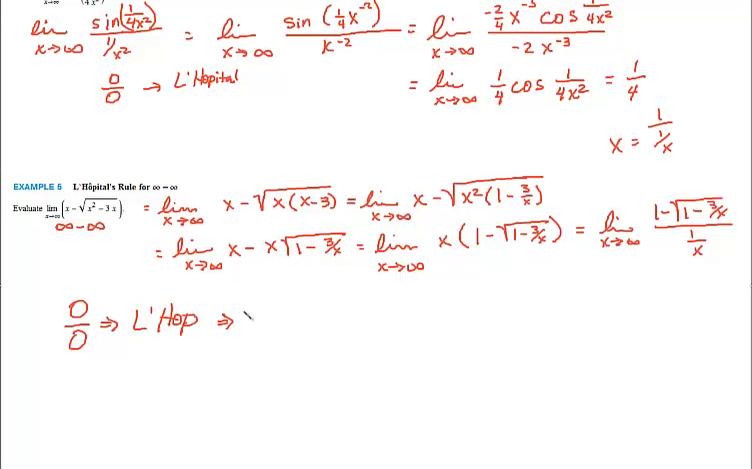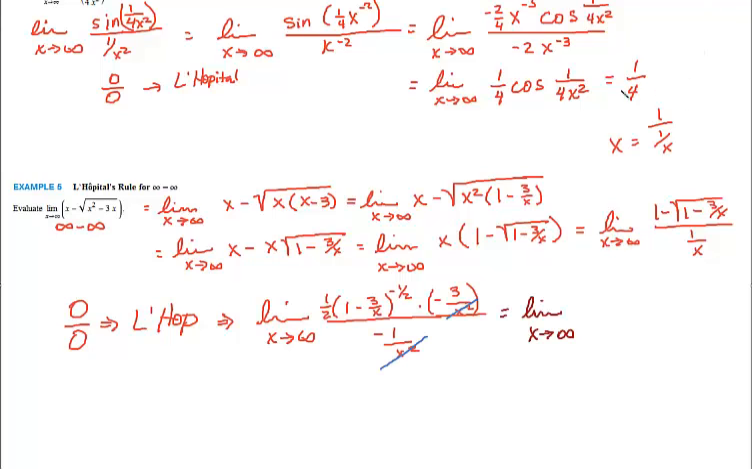That means I'm going to, in this form, take the derivative of the numerator and the derivative of the denominator and see if I can get something from there. Okay, I took the derivative of the numerator and the denominator using the chain rule. Now I had these x squareds that are going to cancel, and this negative is going to be a positive, so I'm going to have this 3 halves over square root of 1 minus 3 over x.